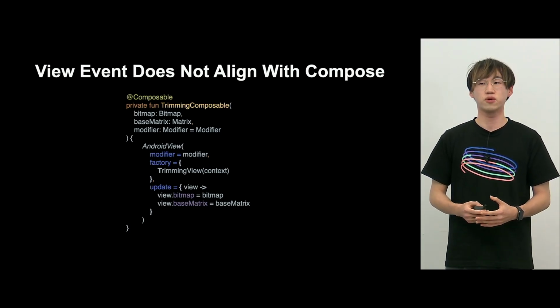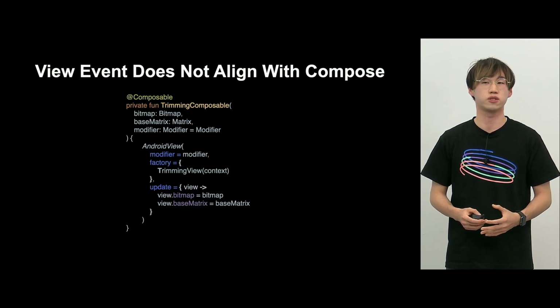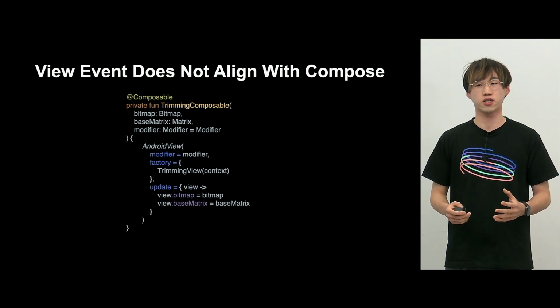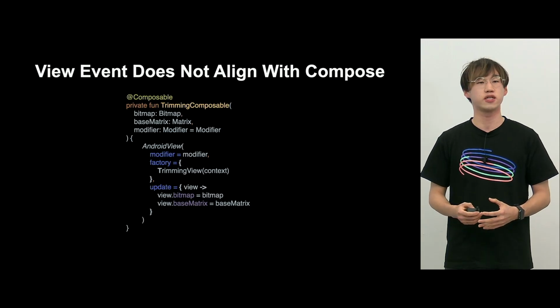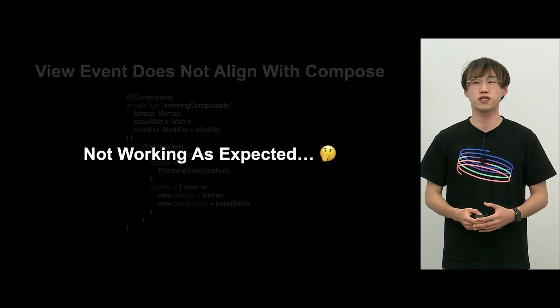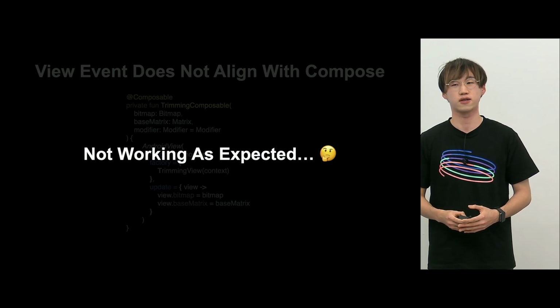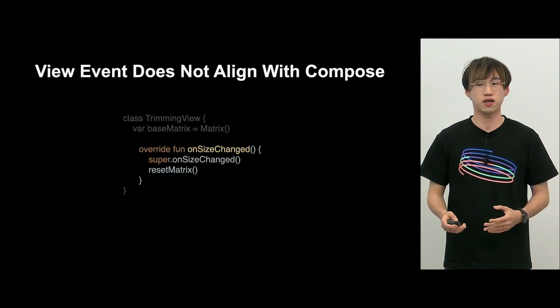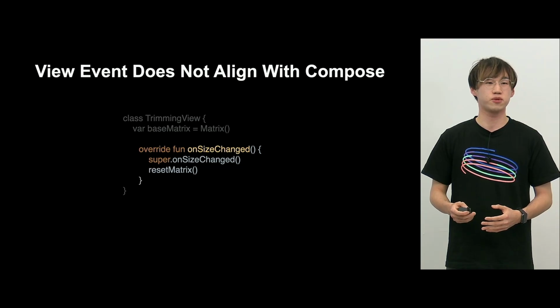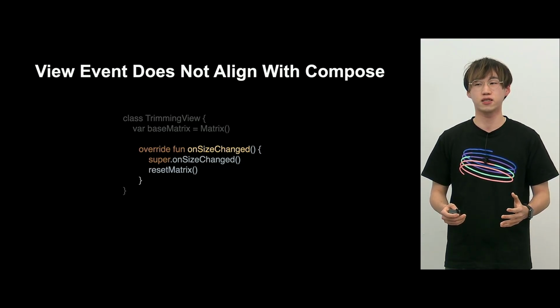It's quite easy. If you are to write this in Compose using the compatible API, it would be like the trimming composable I showed you earlier. You are binding data inside the view within the update, but it didn't work as expected. After looking closely at the content of TrimmingView, we noticed that one view event was overridden, which would reset the initial matrix if the size of the view is changed.